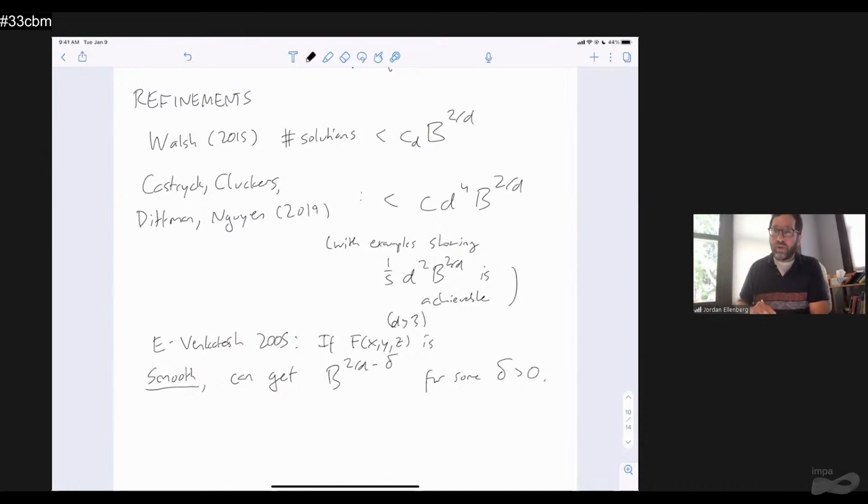You can show that the number of points grows somewhat more slowly than that. But this delta is pretty small, and it's pretty hard to work out explicitly. This is actually true for d bigger than or equal to 3. And I think we worked it out for d equals 3, and it was like 1 over 180 or something. And for higher degree, it would be even smaller than that. But there is some improvement in the power.